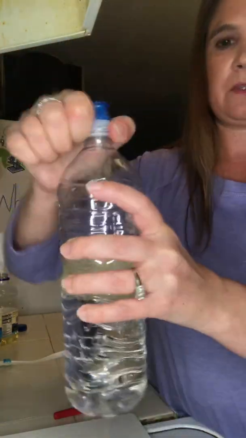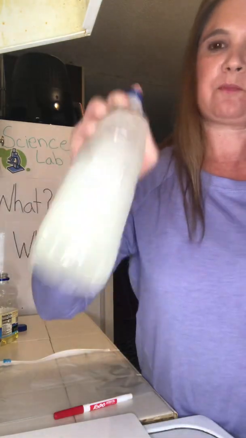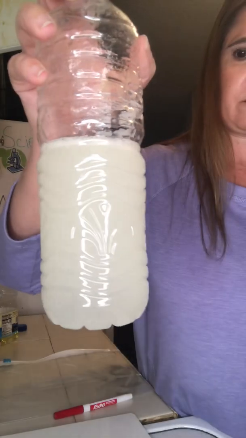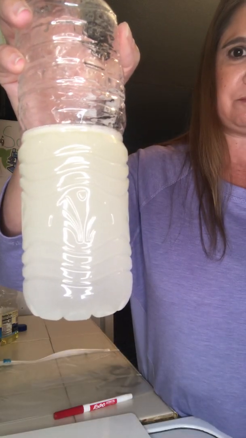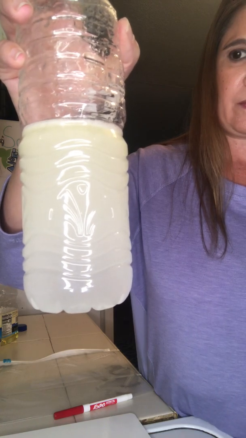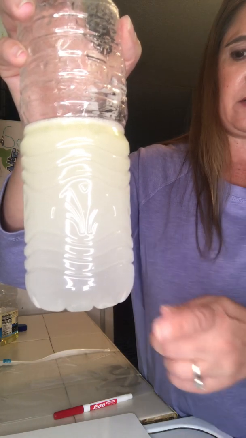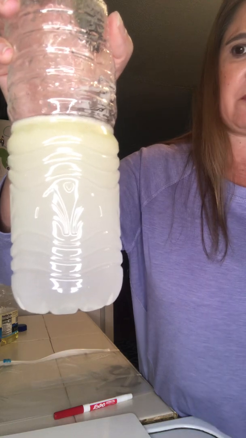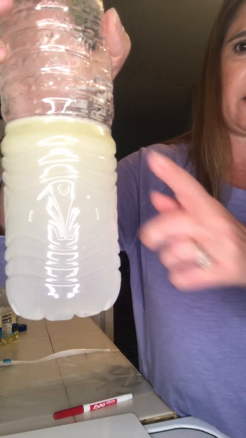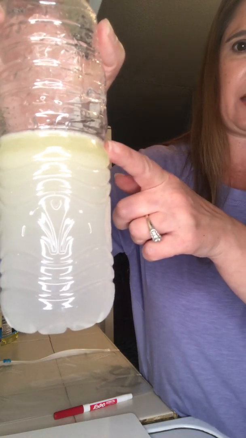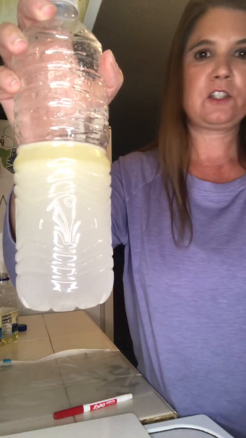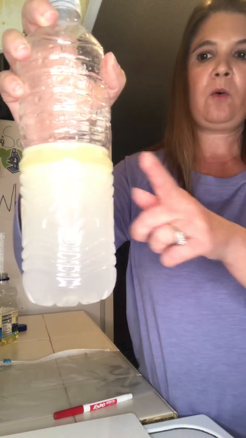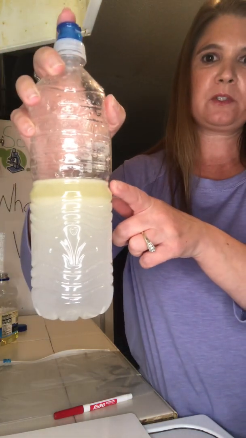And even with the cap on, I'm going to shake it. And you can see it's really cloudy. And if you look at the bottom of the bottle, it's starting to get clearer, and the top is changing yellow again. And that's because oil and water don't mix. Oil will always float to the top.